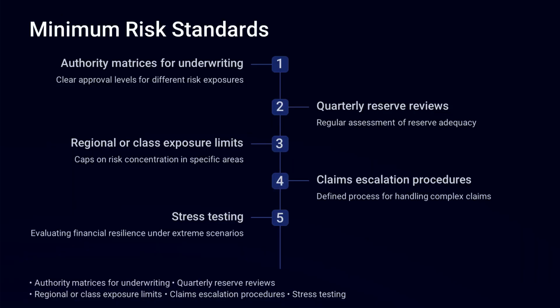Minimum risk standards. Your control framework must include underwriting authority matrices, quarterly reserve reviews, regional exposure caps, claims escalation protocols, and stress testing for extreme events. These aren't regulatory checkboxes. They're what prevent risk from compounding unnoticed.